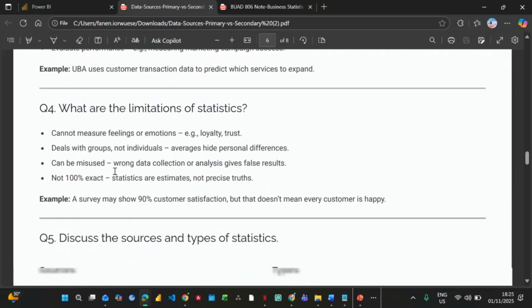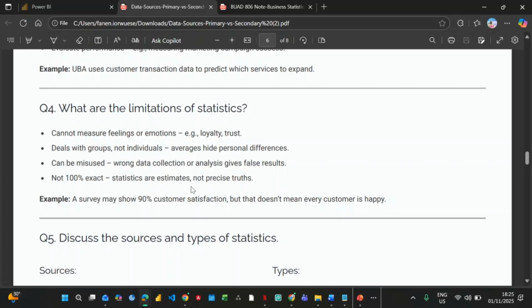So we look at the limitations that we already talked about. These are the questions we are trying to answer. What are the limitations of statistics? Number one, it cannot measure feelings or emotions, right? It deals with groups, not individuals, it can be misled, and it can be misused. Wrong data collection or analysis gives false results. So it is not 100% exact.